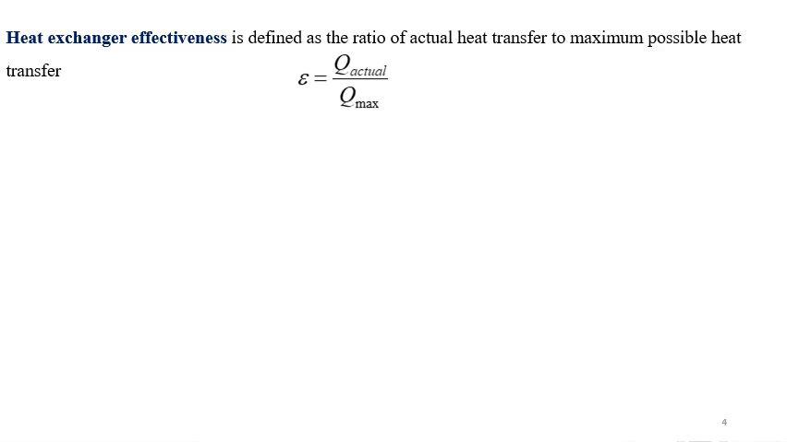Now we can calculate Q actual by using either cold fluid parameters or hot fluid parameters. If it is the cold fluid, then mC CpC into Tc out minus Tc in, that means the amount of heat absorbed by the cold fluid. That is Q actual in case of the cold fluid. If it is the hot fluid, mH CpH into Th in minus Th out. That is the amount of heat given by the hot fluid.